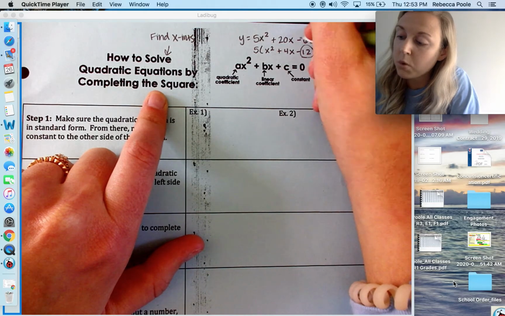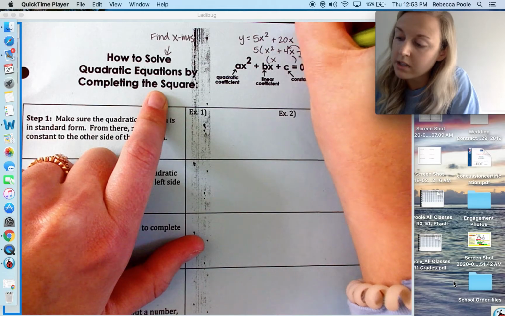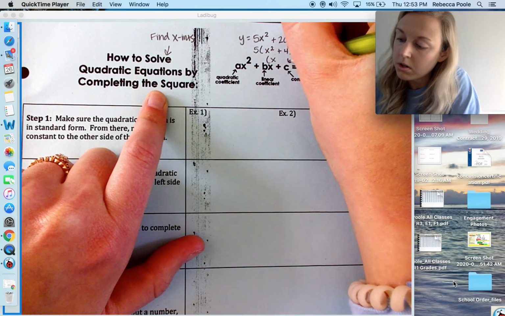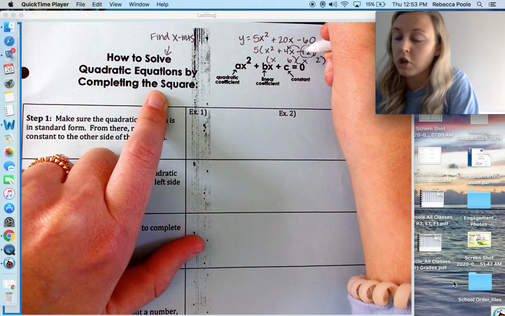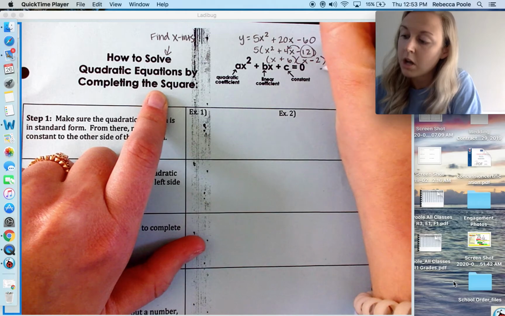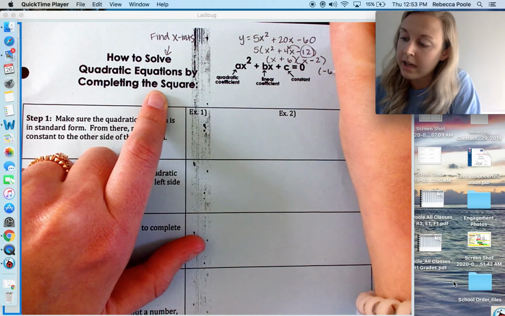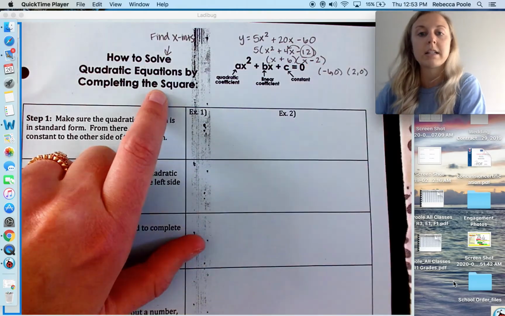So factors of 12 that subtract to give me 4 are 6 and 2. So remember, I'm just factoring, and if we want the 4 to be positive and we're subtracting, the signs are different. So that's a positive 6 and a negative 2. So my x-intercepts here would be negative 6, 0, and 2, 0, because I changed the sign when I take the factors out.